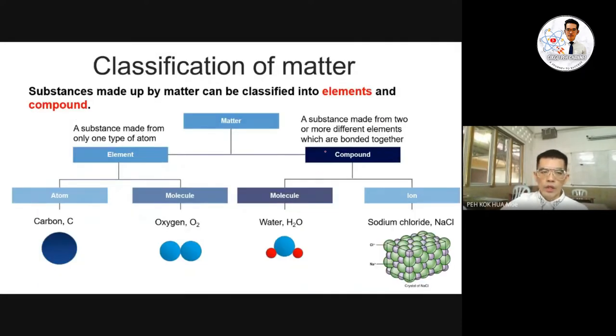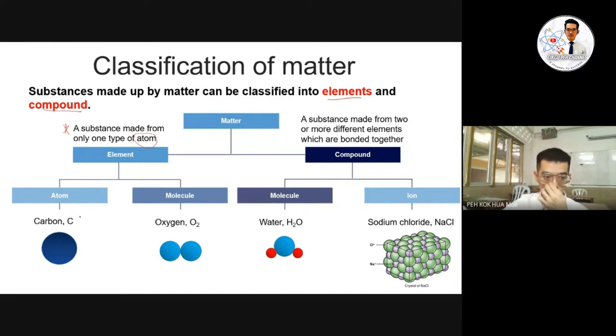Next, here we have the classification of matter. Substances, the building blocks of matter, can be classified into element and compound. So what is an element? Here we have the definition: a substance that is made from only one type of atom. Here you can see that an element, which has only one type of atom, can be an atom and also a molecule.